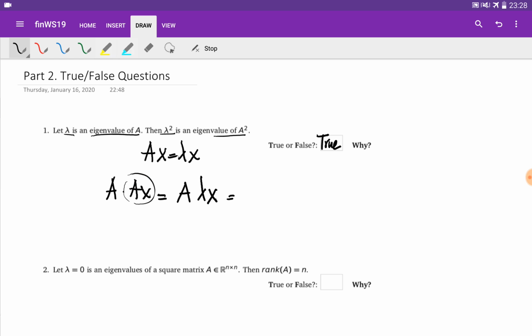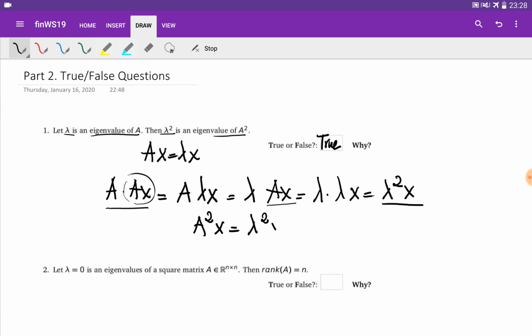right? Since lambda is a constant, we can take it out of the brackets. It's going to be lambda multiplied by Ax. We know that Ax is still lambda multiplied by x, which gives lambda multiplied by lambda x, which is lambda squared x. So from the left hand side, we've got A squared x, and from the right hand side, we've got lambda squared x, which shows that lambda squared is the eigenvalue of A squared.